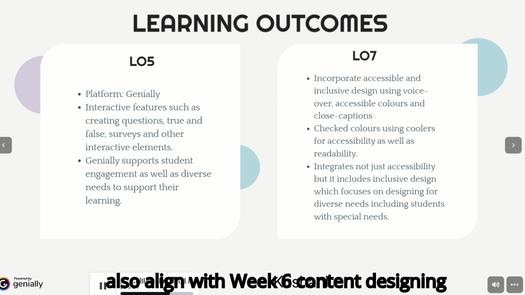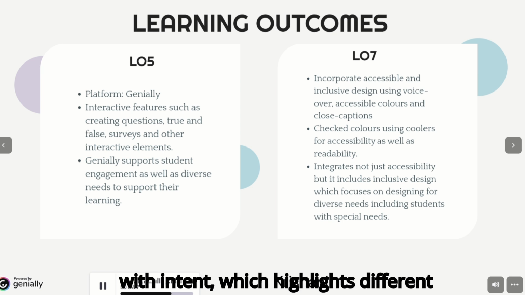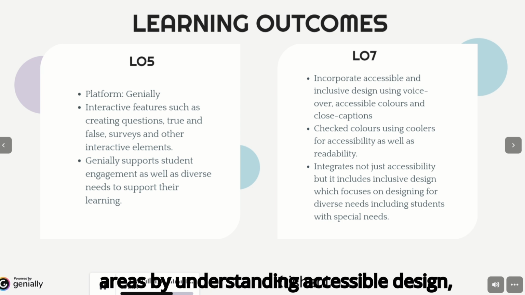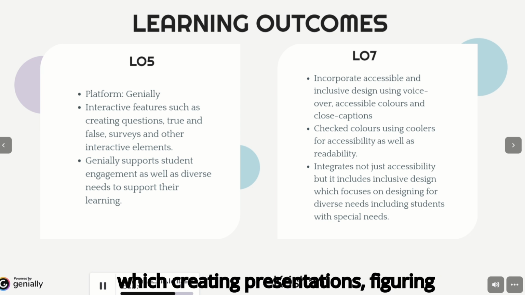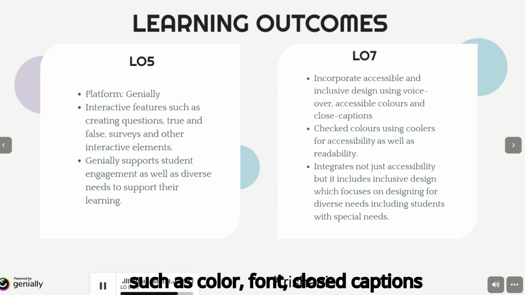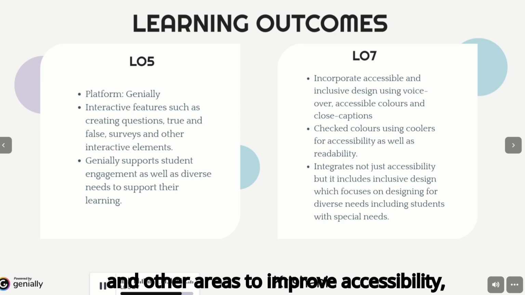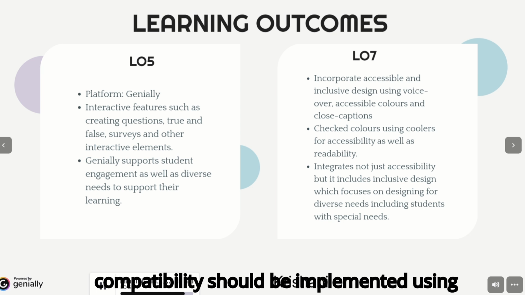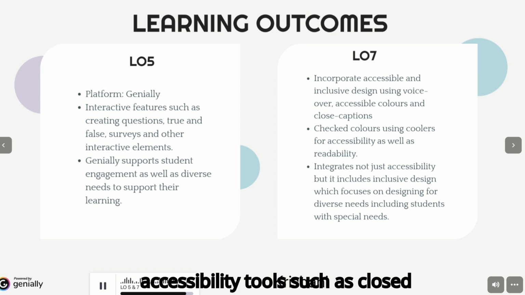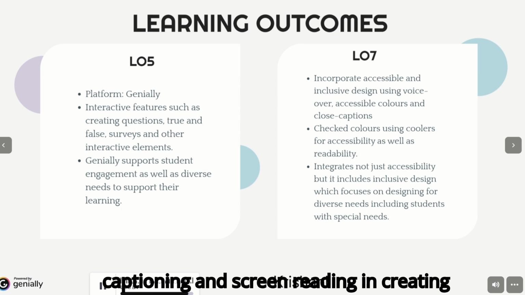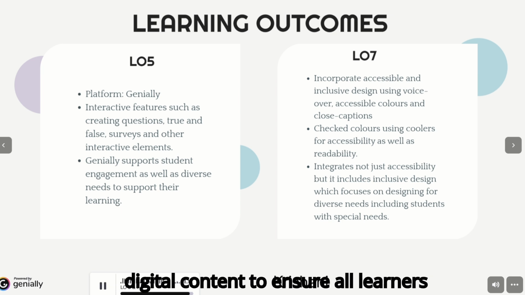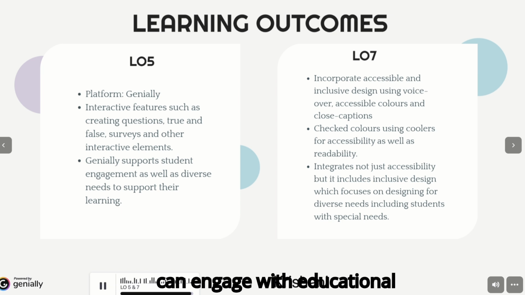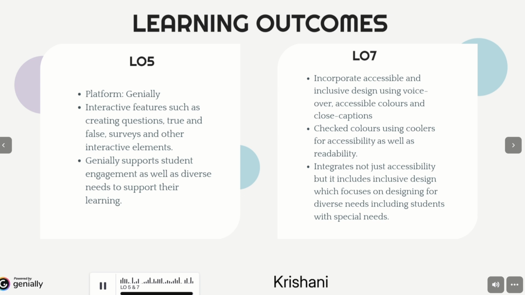This can also align with Week 6 content, Designing with Intent, which highlights different areas by understanding accessible design, creating presentations, and figuring out appropriate design choices such as color, font, closed captions, and other areas to improve accessibility, especially for digital presentations. Also, compatibility should be implemented using accessibility tools such as closed captioning and screen reading in creating digital content to ensure all learners can engage with educational materials.